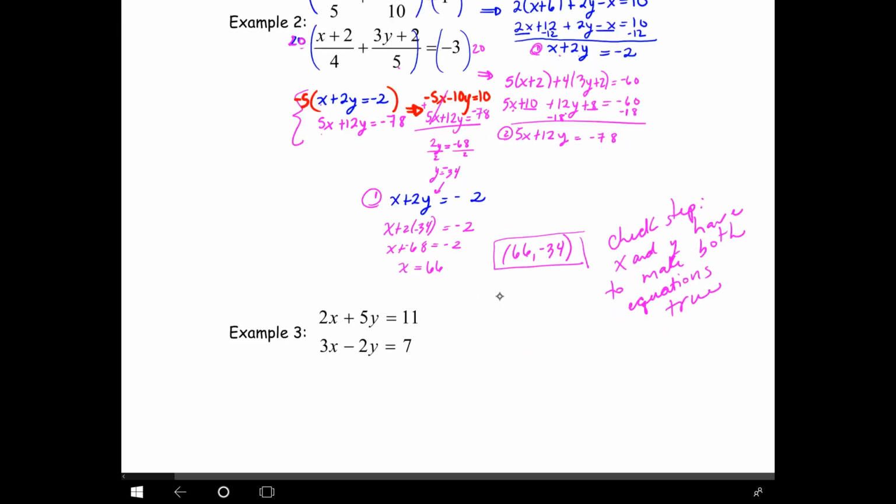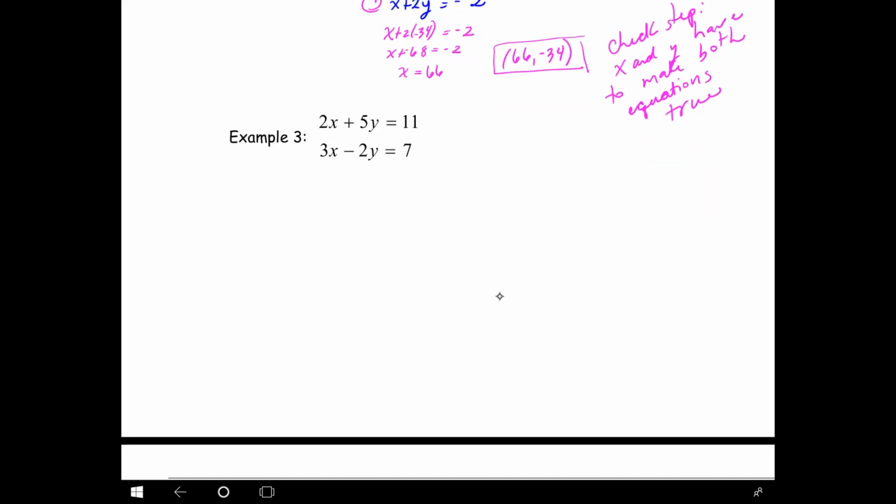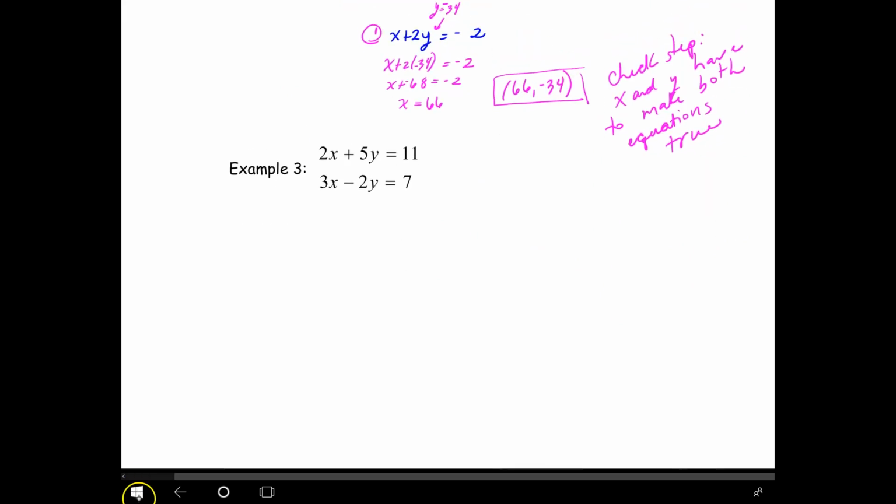Okay, I'm going to go ahead and pause the video. You work out example 3 based off of your method of preference, and then we'll go ahead and see just kind of how we did here.